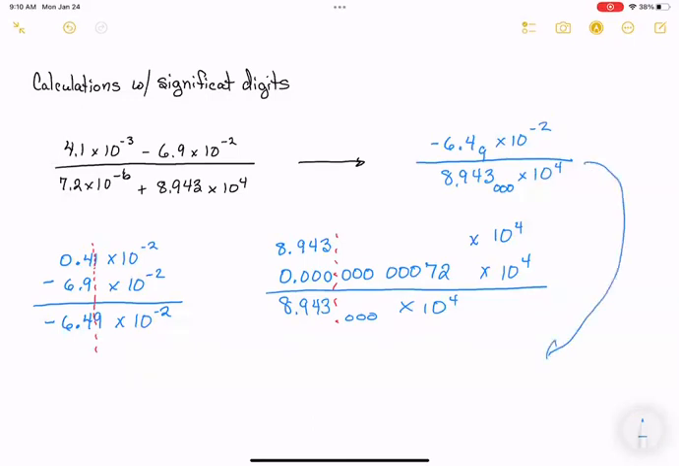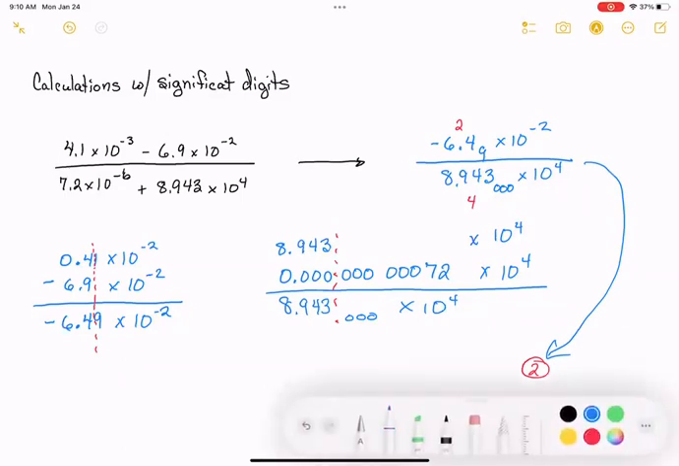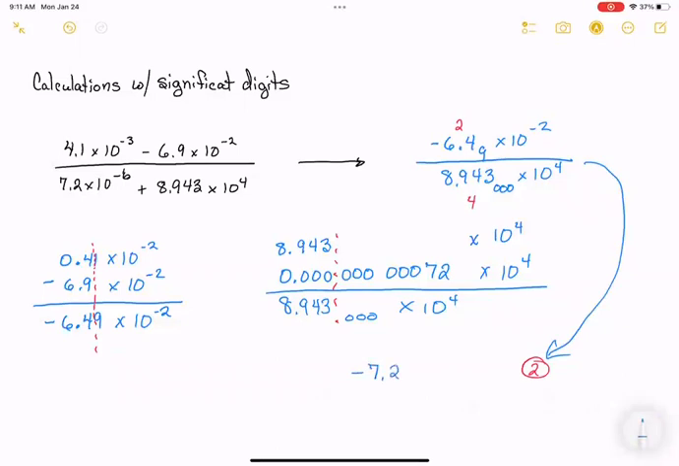Now that we have this in scientific notation and we're down to simply division, all that matters is our number of significant digits. We have 2 significant digits in the numerator, and we have 4 significant digits in the denominator. Therefore, our answer will wind up with 2 significant digits. So keying this into the calculator, you come out with a negative 7.257 times 10 to the minus 7.